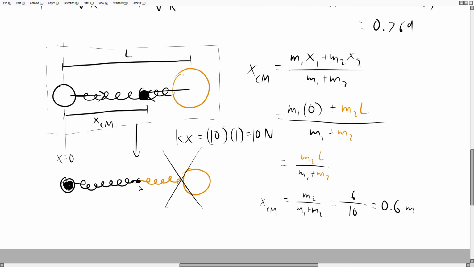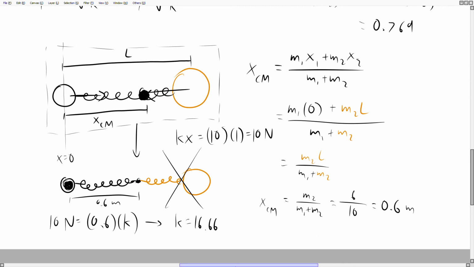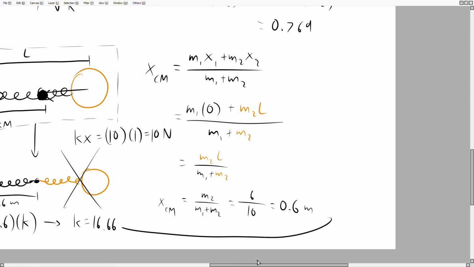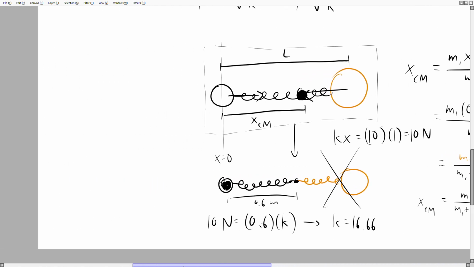But since the length decreases, that means the spring constant must increase. So we have 10 newtons is equal to, the length, remember, is 0.6 meters. We have 0.6 times our spring constant. And if we divide both sides by 0.6, we'll get k is equal to 16.66.